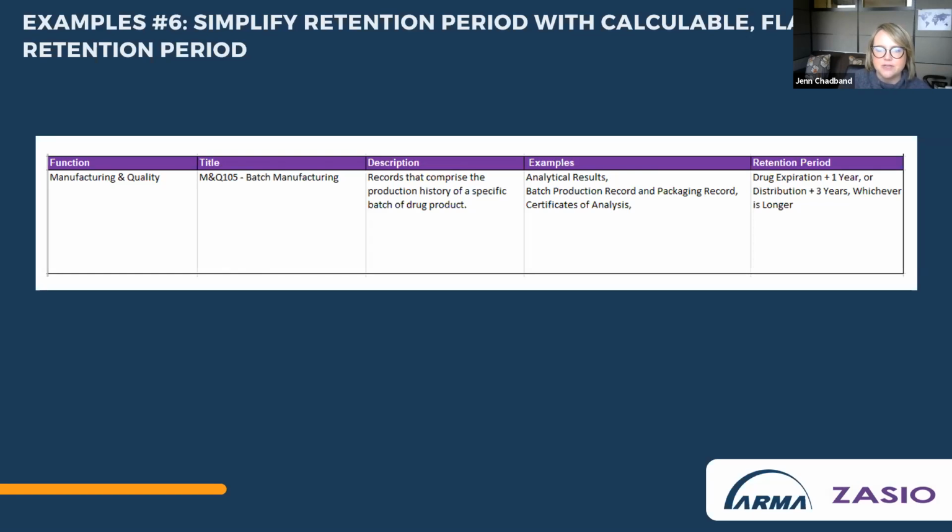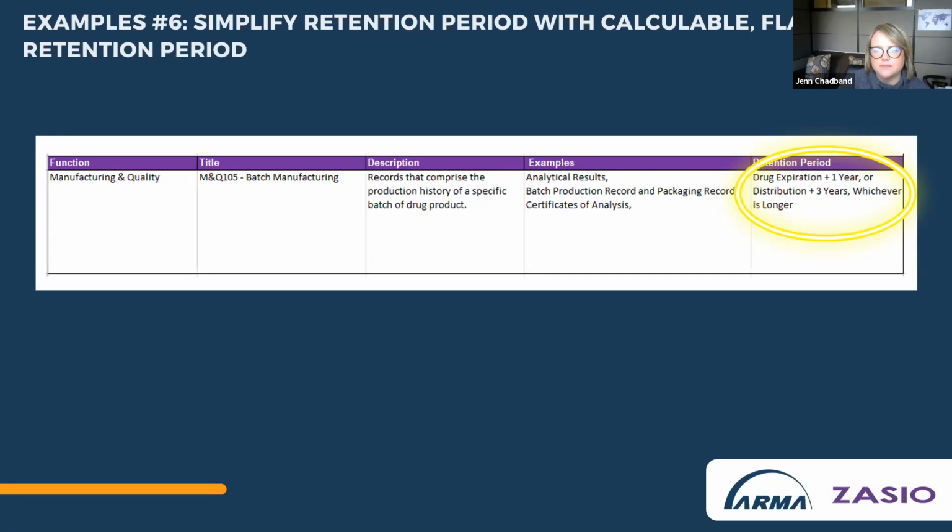And this isn't just for batch manufacturing records. I think there are a lot of different instances where you can potentially go from multiple relevant event triggers and retention periods and see if you can find something that is calculable, but also reasonable, understanding, of course, that if we were to adhere to disposition precisely with the requirements, we would have to create a separate series for every single product. And is that realistic? Is that manageable? So what we want to do is see what we can do.